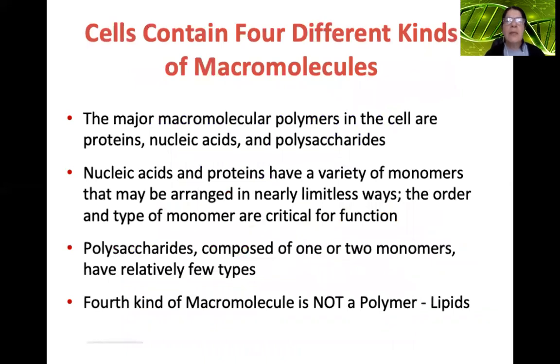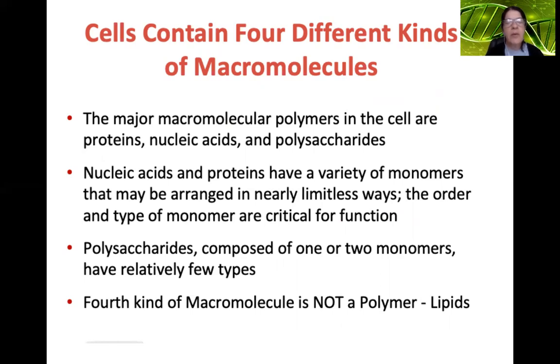Cells contain 4 different kinds of macromolecules, and you should be familiar with this. The major macromolecular polymers in the cell are proteins, nucleic acids, and polysaccharides. In addition to that, we have lipids and fats. Nucleic acids and proteins have a variety of monomers that may be arranged in nearly limitless ways. The order and type of monomer are critical for function.